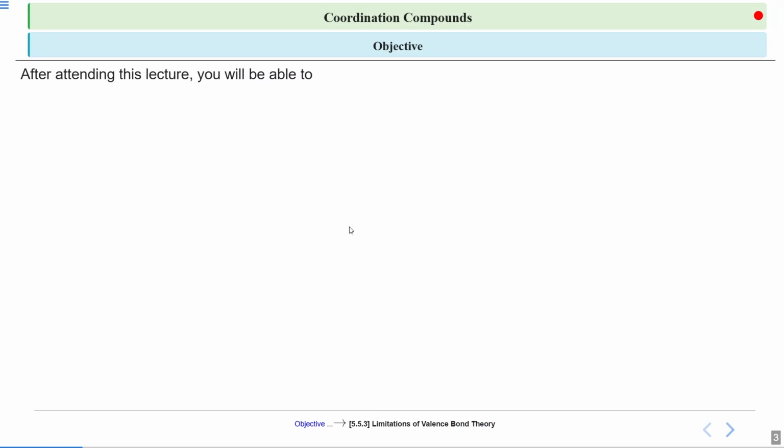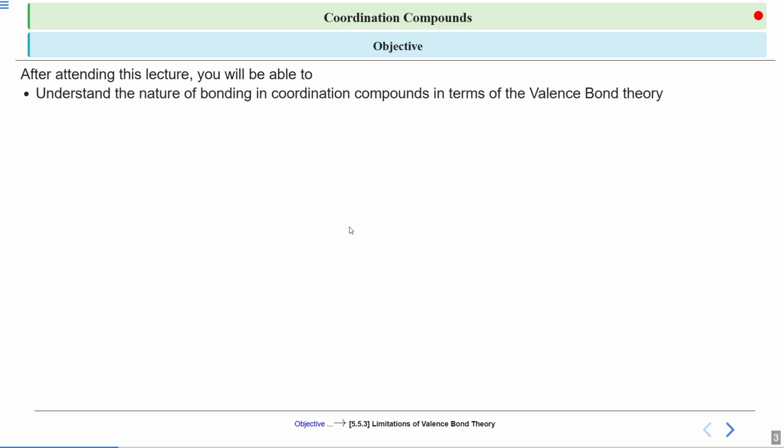Objective. So today's lecture objective. After attending this lecture, you will be able to understand the nature of bonding in the coordination compounds in terms of the valence bond theory. So we are going to concentrate today on the topic of the bonding in the coordination compounds on the basis of valence bond theory.